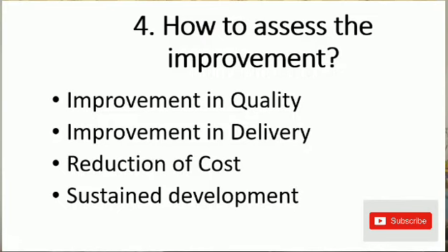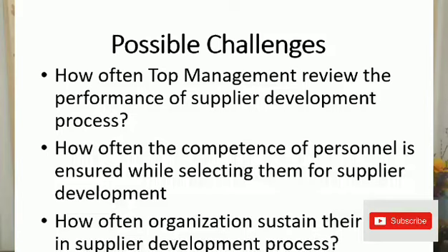Now that brings point number 4, how to assess whether the supplier development process is effective or not. So it can be improvement in quality, delivery, improvement in costing, continual improvement projects, some sustainable success being observed. So all these things will be the criteria to see whether the supplier development process is effective or not. But in general, there are a few challenges that are seen in industry. So let me share those challenges.